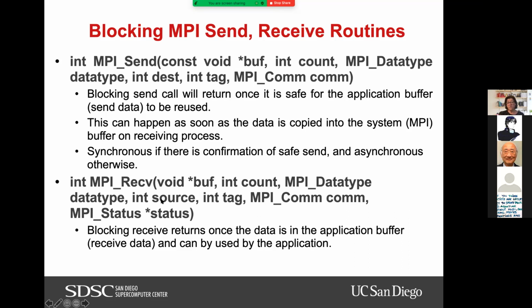And I have to know who it's going to come from. I can have a tag. I might be looking for that tag. And I need the right communication group because we have to be able to talk to each other. And then here's a status that can tell the receiving process what happened. Did things work well?